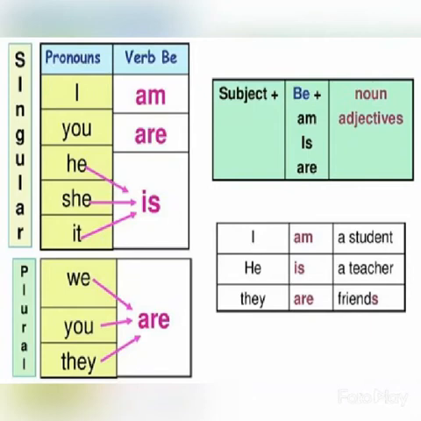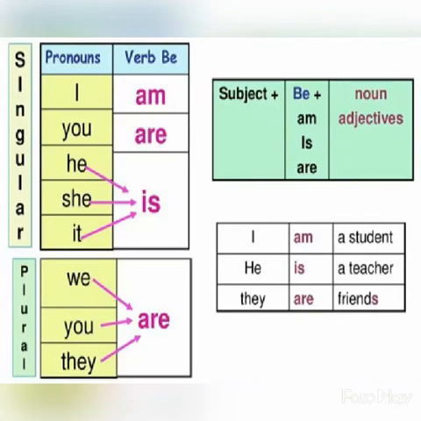So kids, I hope this is clear to you all. There are sentences here. I am a student. He is a teacher. They are friends. So this is clear to you all.